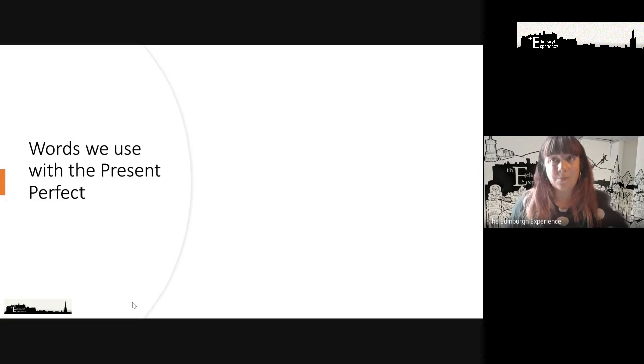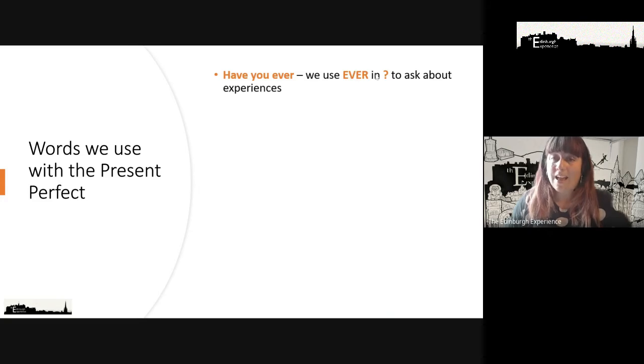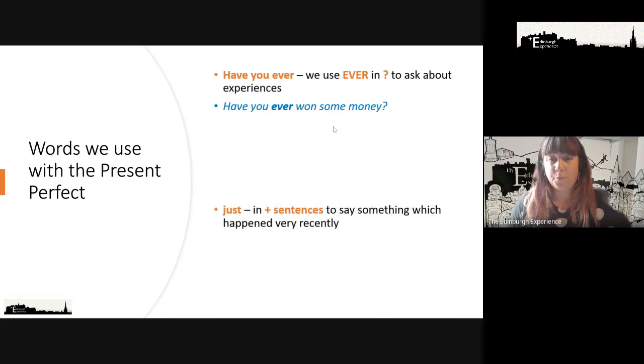So let's think about some collocations, words we very often use with the present perfect. So the first word we're going to look at here is ever, like have you ever. So we use ever in questions when we want to talk about experiences. Yep. Have you ever won some money? Put it before the participle, the main verb there.